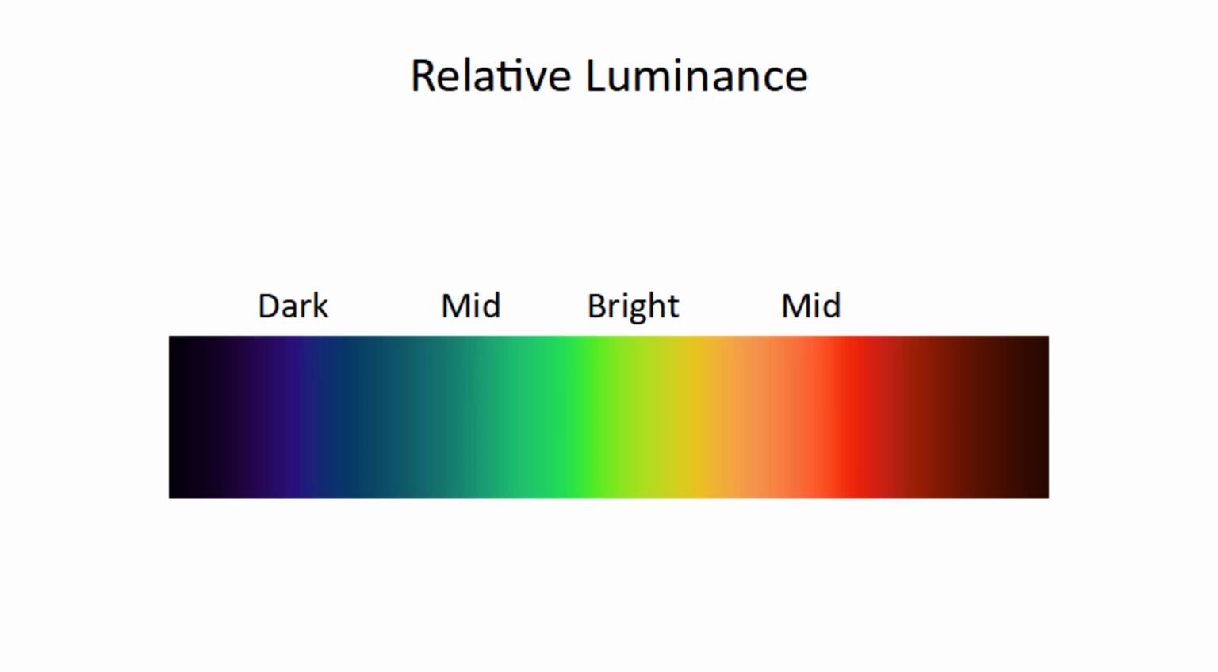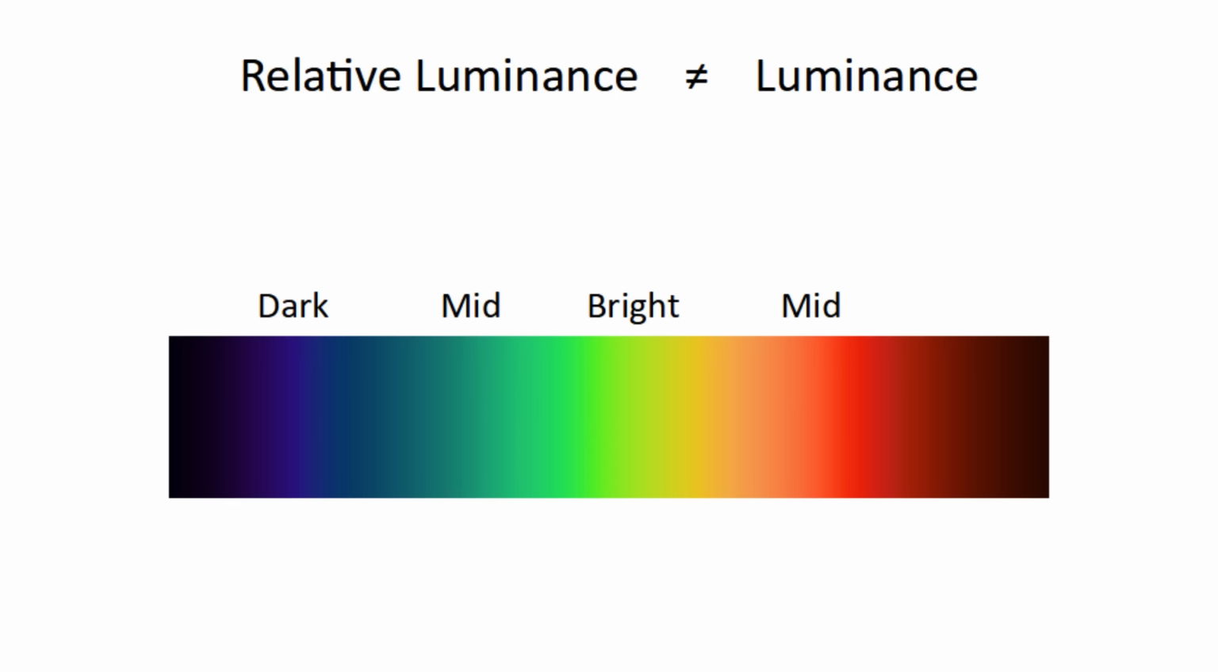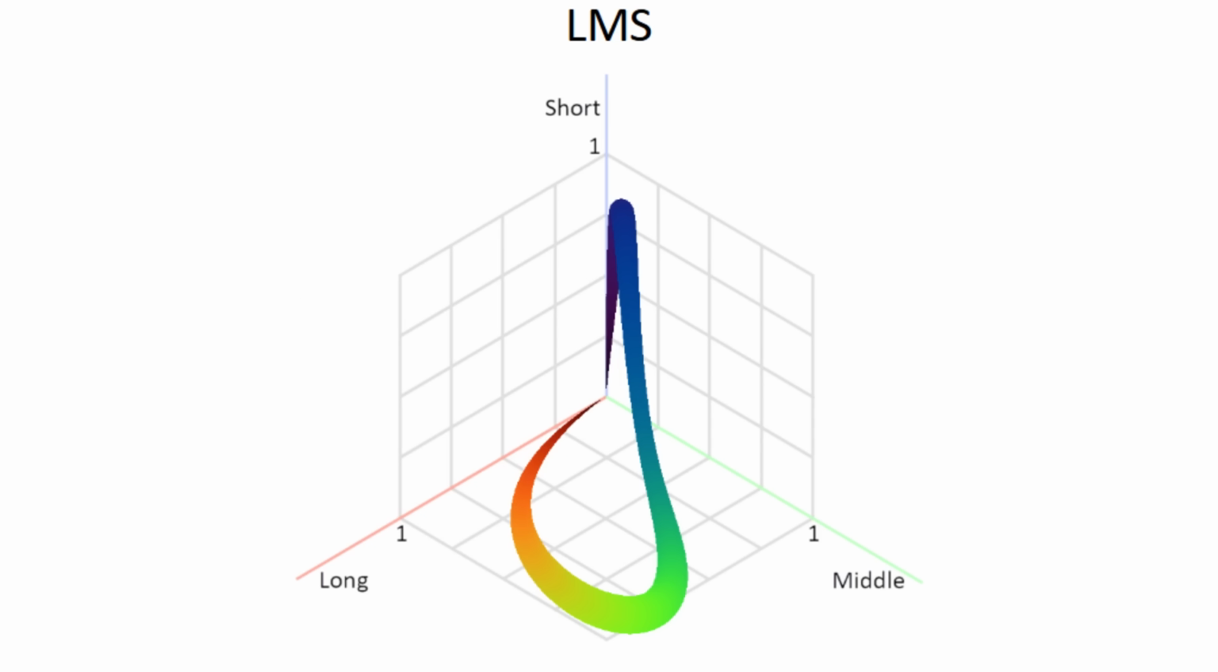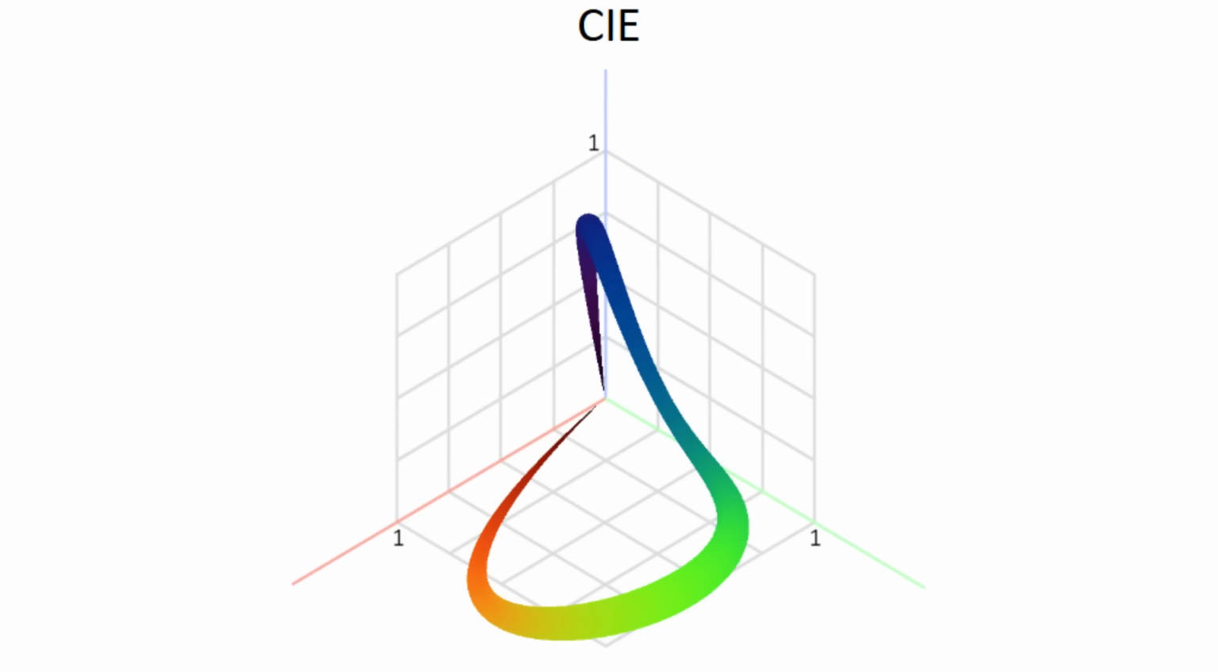This is called relative luminance, but it's a confusing name because it's unrelated to actual luminance. Anyway, the CIE color space basically takes the LMS space and transforms it so that the y-axis roughly corresponds to relative luminance. The way it does this is with a linear transformation.